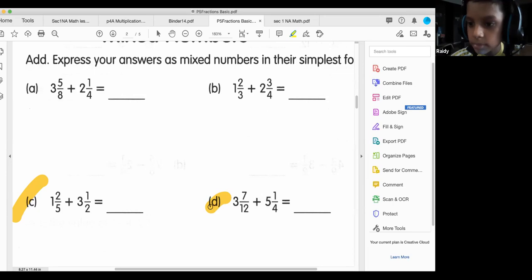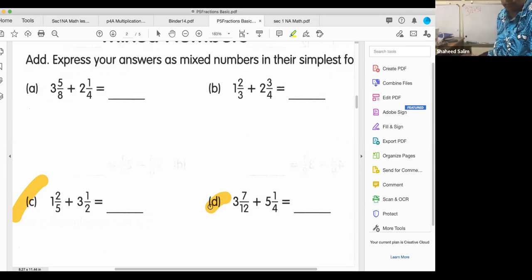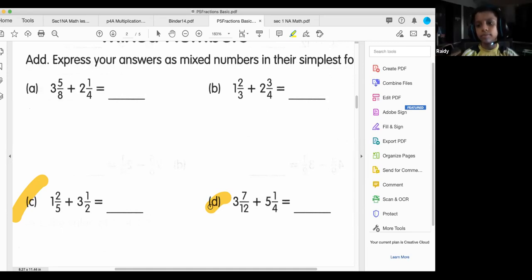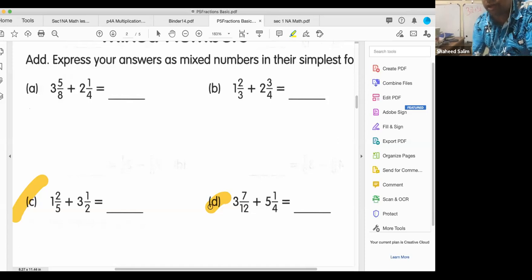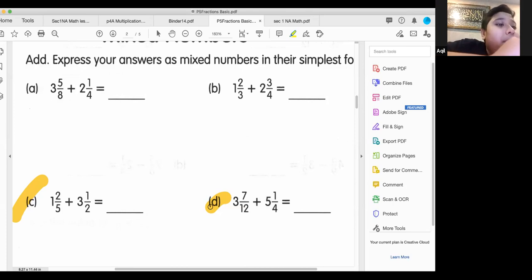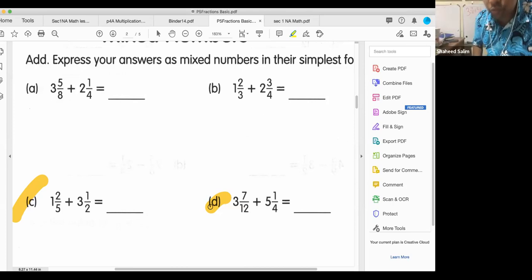I got the answer. And what's the answer? 8 whole 40 out of 48. So big, why don't you reduce? 40 can divide by 4, 48 can divide by 4. 8, 10 out of 12. 10 can divide by 2, 12 can divide by 2. Can reduce it further.